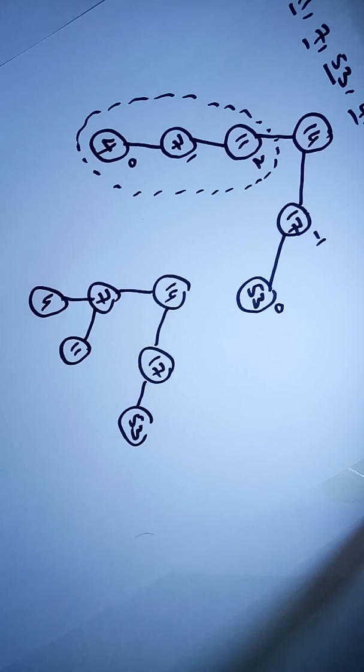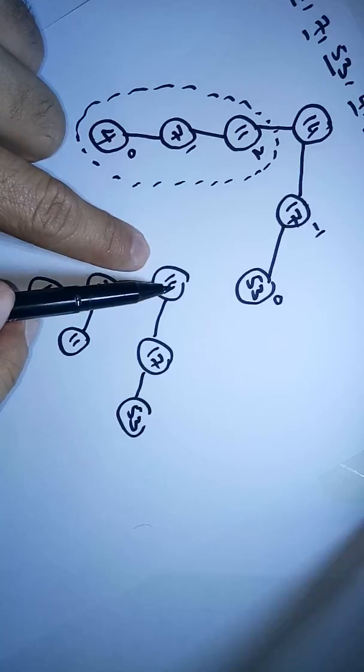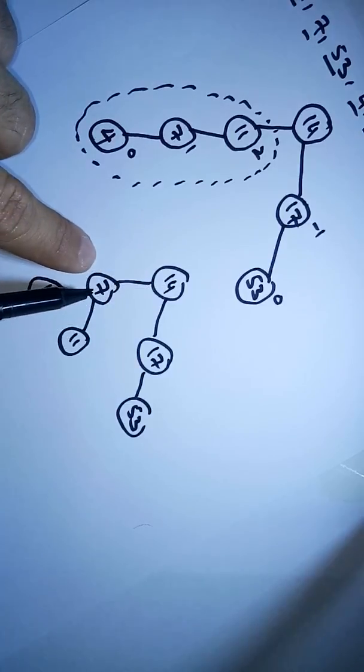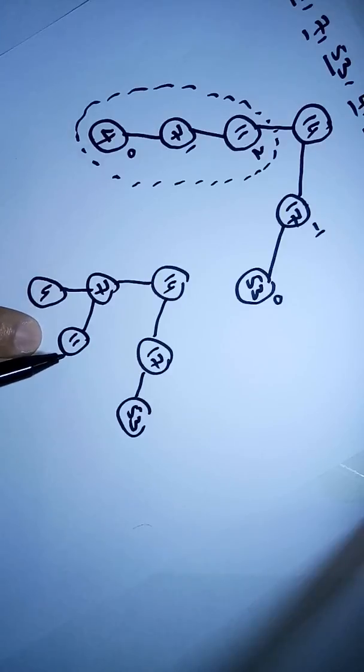Fine. Okay, now let's insert this key value 13. So 13 is smaller than 14. Fine. 13 is greater than 7. Okay. Go to the right hand side. 13 is greater than 11 as well. So we insert it into the right of 11. 13. Now let's compute the balance factors.